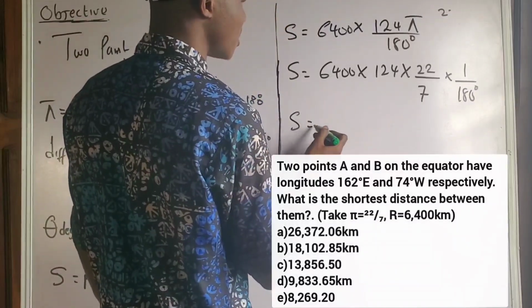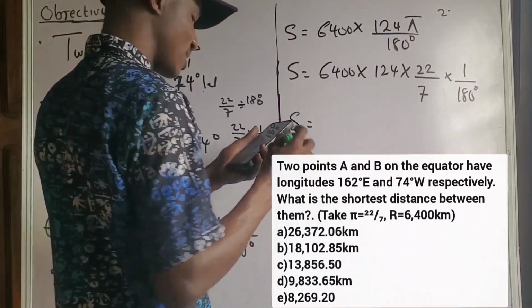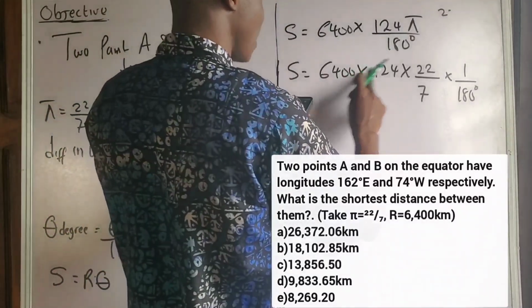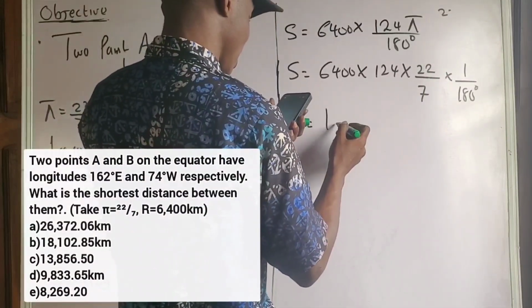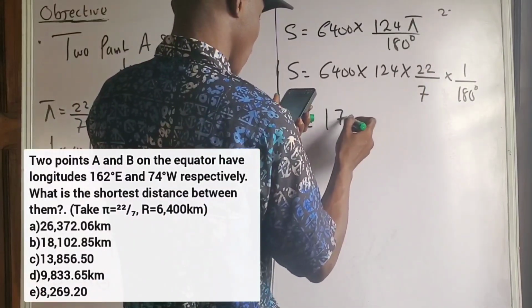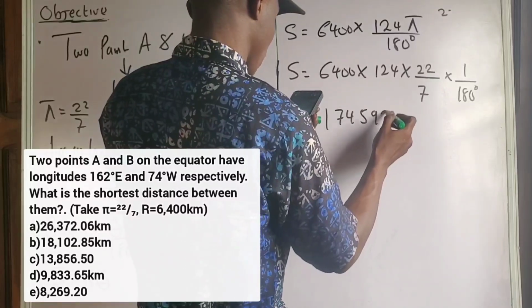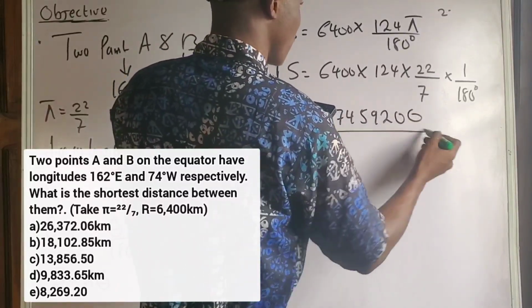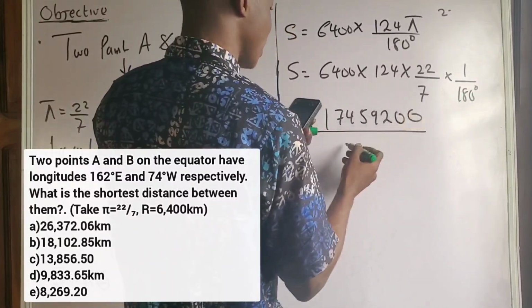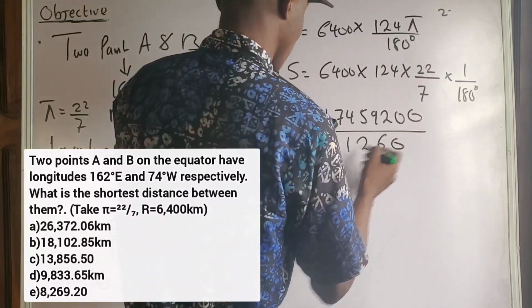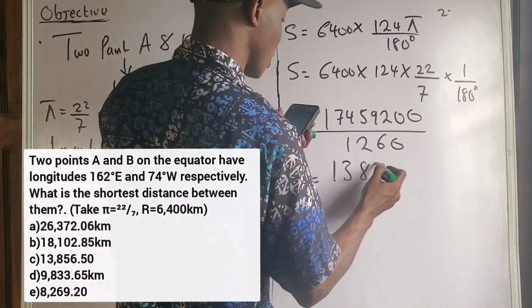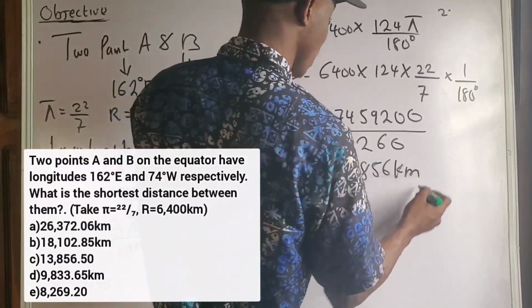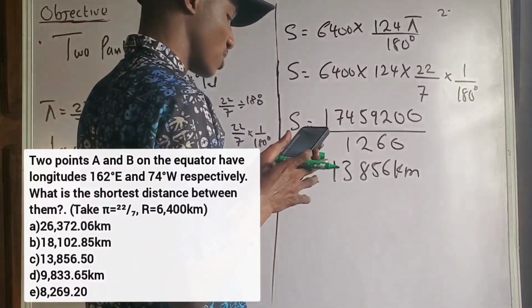So the shortest distance is equal to, now you can take the product, this times this times this, you're going to have 1,745,920,0 all over 7 times 180 degrees, that is 1,260. So the shortest distance is equal to 13,856 kilometers.